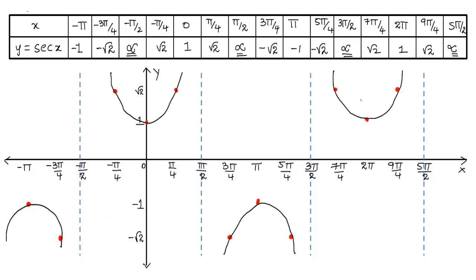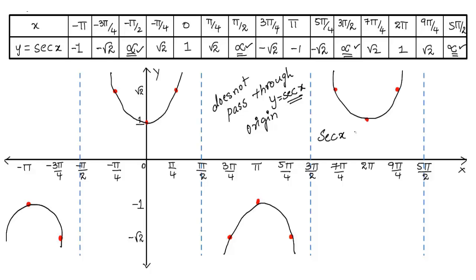And this curve is named y equal to secant x. And make a note of the following points: the graph of secant x is discontinuous at minus 3 pi by 2, at minus pi by 2, at pi by 2, at 3 pi by 2, at 5 pi by 2, etc. And this graph of secant x does not pass through the origin. And the next point is that the graph of secant x does not lie between minus 1 and 1.